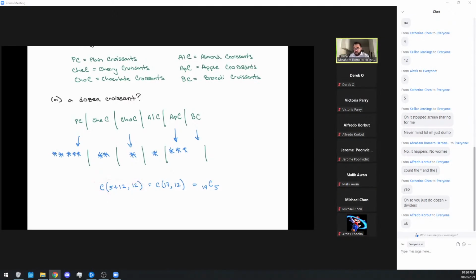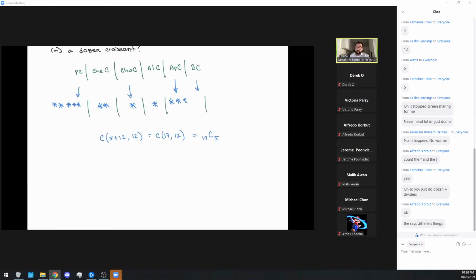Your book has a different formula. I just don't like it. You can use the book ones if you want, but this one just makes more sense in my head. But again, once you read the section and you look at that, if you prefer the formula that they use, go for it. There's nothing wrong with it either.